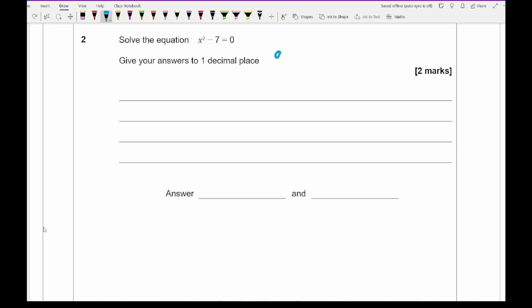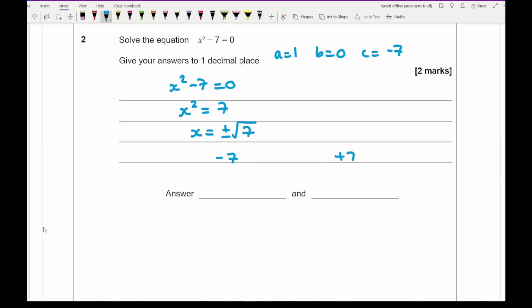Now again, for this you could use the quadratic formula in which your a, b, c values are what's on the screen. But as you can see here, what I could also do is just solve it algebraically without using the formula. So here I've got x squared equals 7. So x equals plus or minus the square root of 7. Now if I type that into my calculator, I'm going to get an answer of 2.6 to 1 decimal place and minus 2.6 for the other answer.